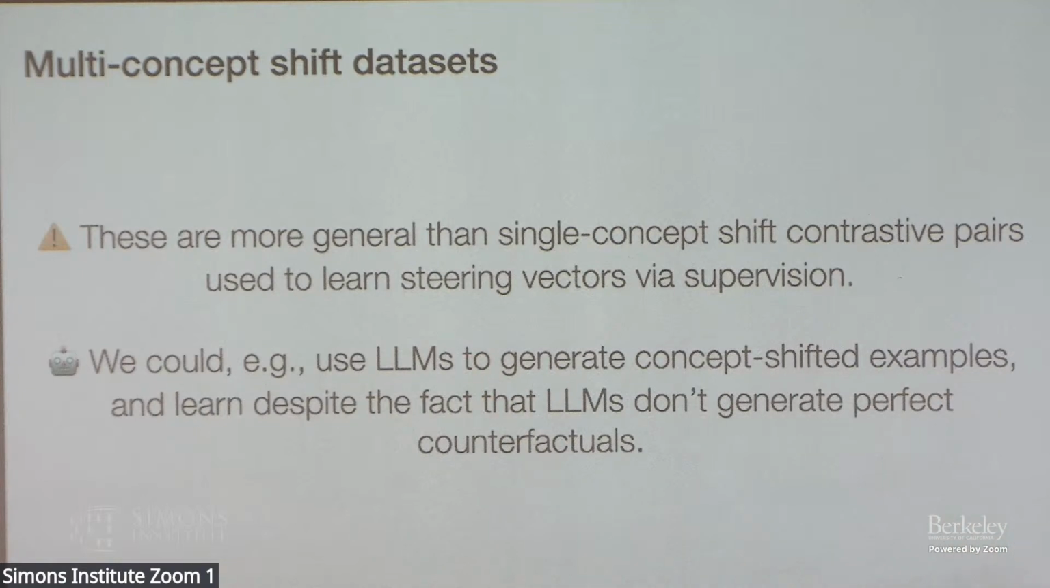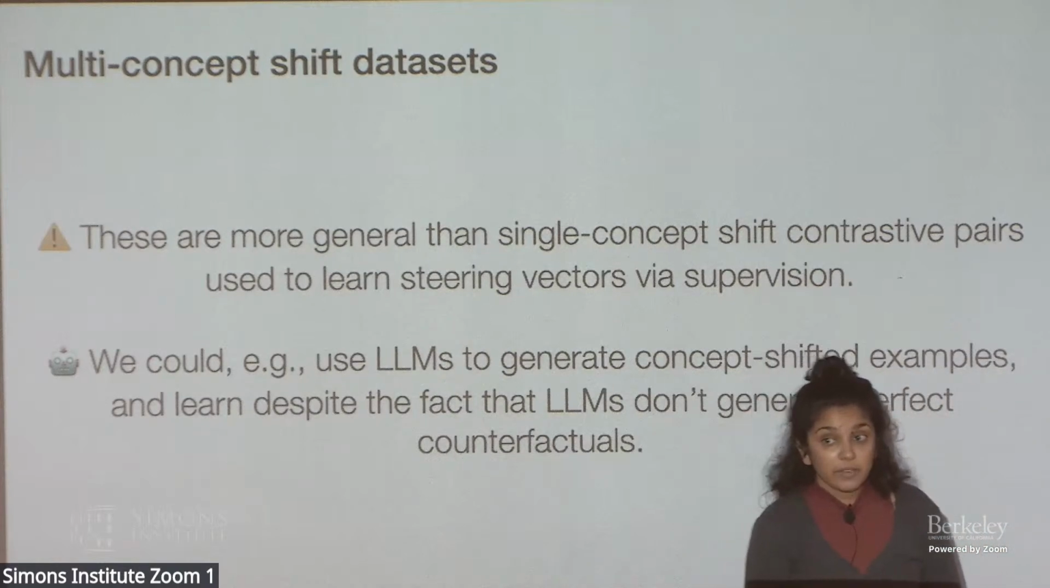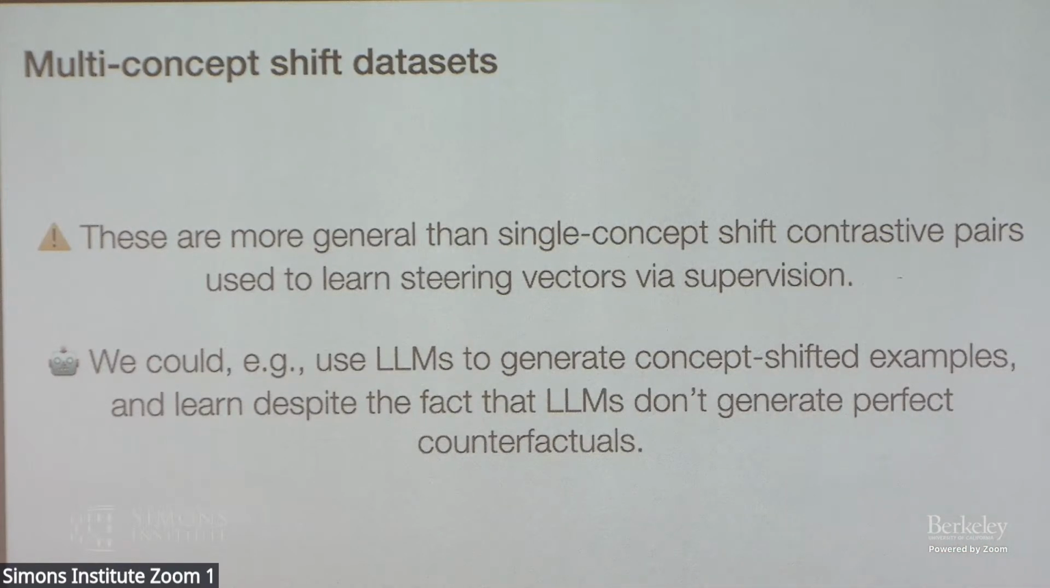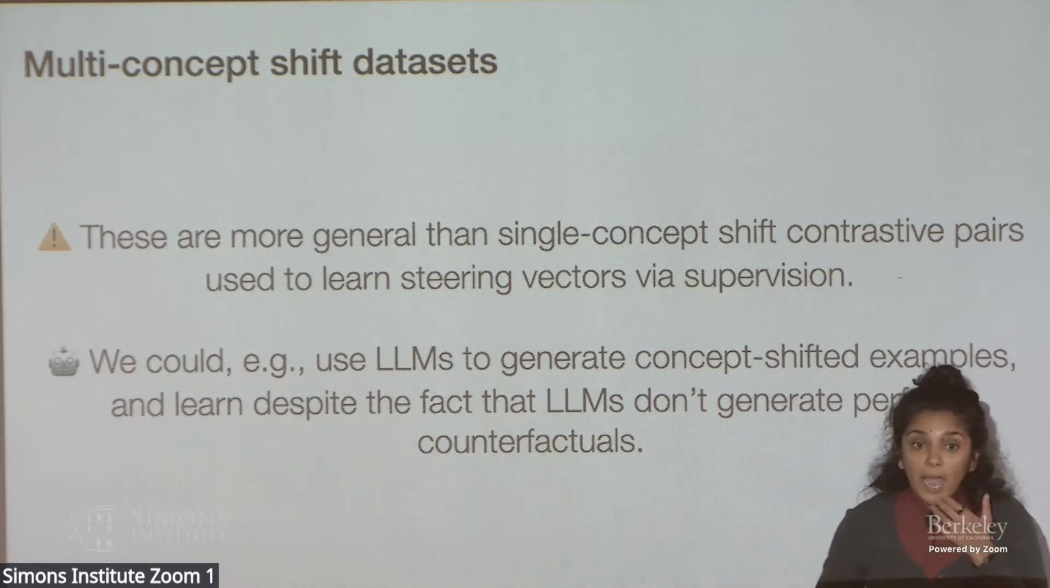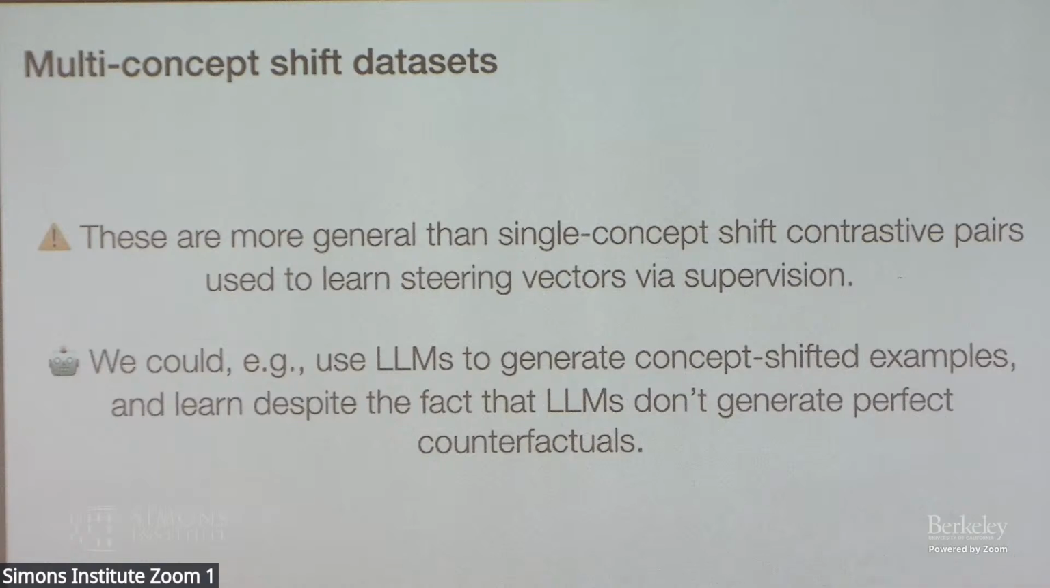This is strictly more general in the sense that you're going to have some pairs that vary by a single concept. You don't know what that single concept is. You'll have some pairs that vary by many concepts. You have this kind of variability across how much variation there is between your contrastive pairs.